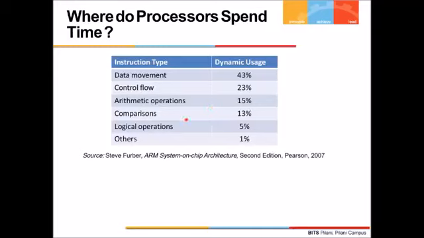Comparisons are greater than, less than, equal to, checking whether two register values, two numbers, or two memory locations, or one register value and a memory location, are equal or greater than or less than, etc. They take 13% of the time. Logical operations such as AND, OR, XOR, etc. take 5%, and others take 1%.